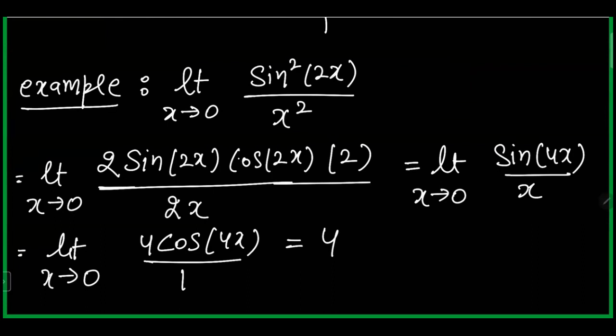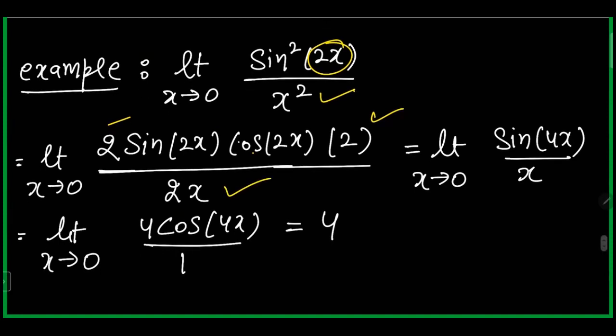So let's differentiate. Sine square 2x means the power 2 will come in front. Sine 2x, cos 2x. And if we differentiate that using chain rule, the differentiation of 2x will be 2. And in the denominator, the differentiation of x square will be 2x. So we can cancel this 2 and this 2. And we can write 2 sine 2x cos 2x as sine 4x. And in the denominator, we get x.